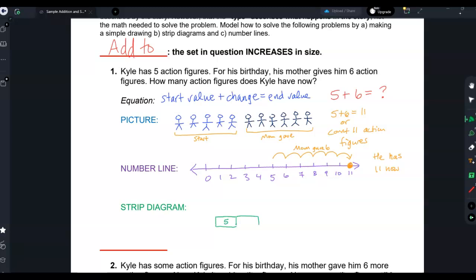So when you draw that, you might make it look a little bit bigger than 5. And what we don't know is what that is now, right? So we don't know this new total. So that's what our strip diagram would look like. And so we can see, oh, 5 and 6 together make up the whole strip. So that's how we know to add 5 and 6.